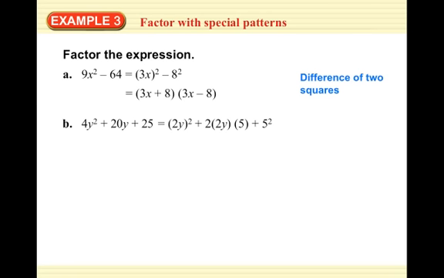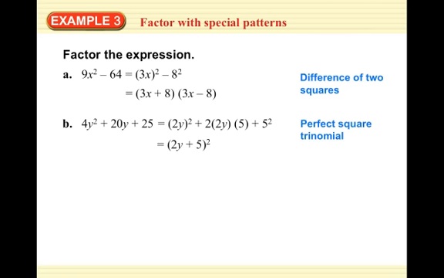4y squared can be written as 2y, the whole thing squared, plus, let's see, 20y. Can we write that as 2 times that 2y times 5? We sure can, because 2 times 2y is 4y, times 5 is 20y. And that works out because the 25 is written as 5 squared. So we've got our first base squared plus 2 times the first base times the second base plus second base squared. That means that this can be factored using the perfect square trinomial pattern. So it's going to be 2y plus 5 squared.